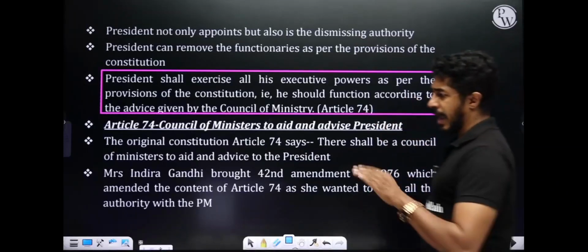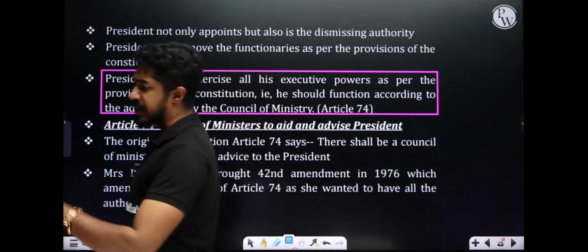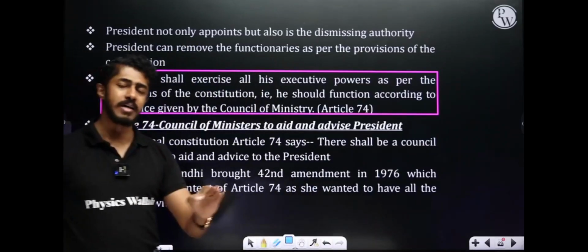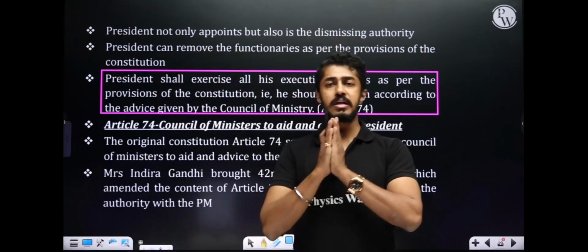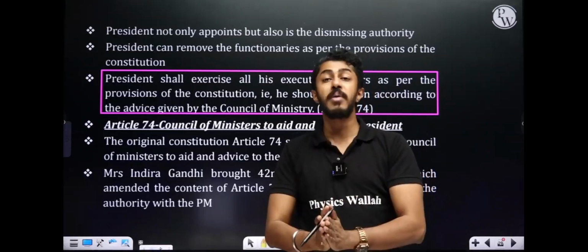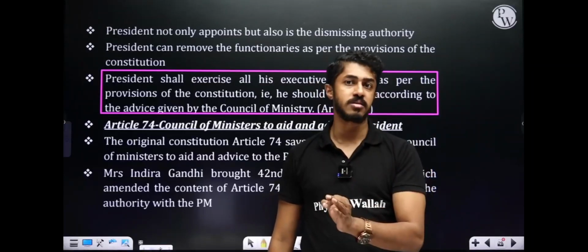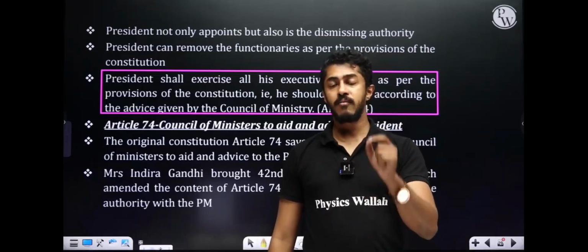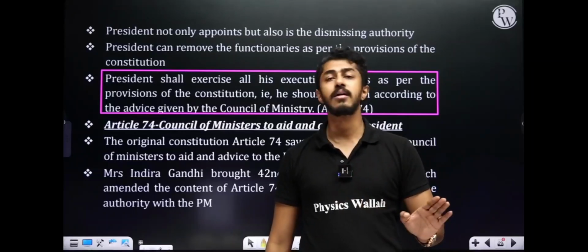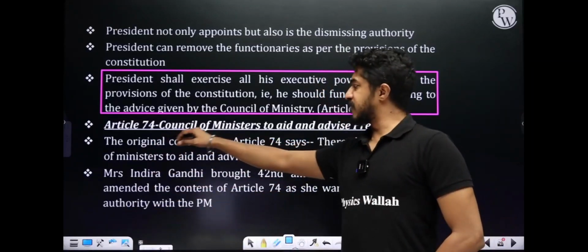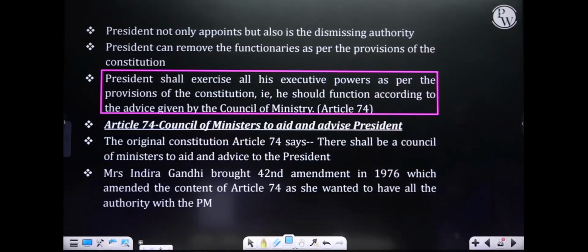Like I told you, the executive powers of the President are subject to the advice of the Council of Ministers headed by the Prime Minister. Matlab, the President does not have any power to take decisions independently when it comes to executive matters. The Constitution is very clear on it. Article 74, Council of Ministers to aid and advise the President. The original Constitution, Article 74, says there shall be a Council of Ministers to aid and advise the President.